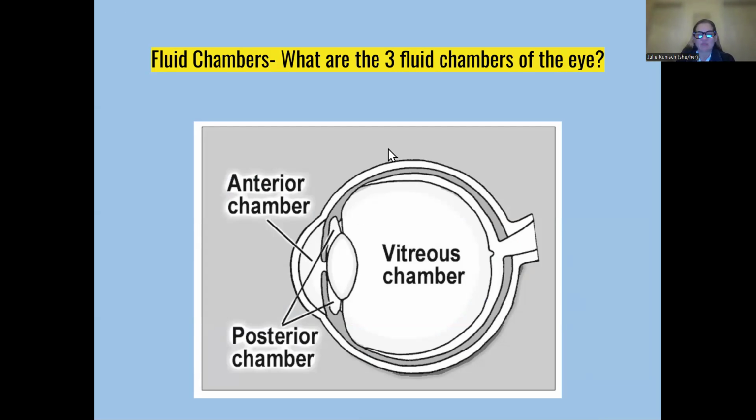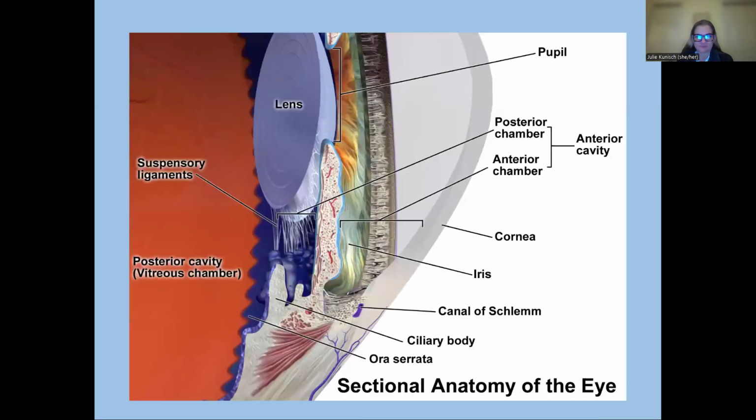All of this stuff in the back, right? The retina and the optic nerve and the sclera and the choroid are all back here. The posterior chamber is where the aqueous humor fluid is created, and then it flows through to the anterior chamber, right? To keep those parts of the anterior chamber hydrated.